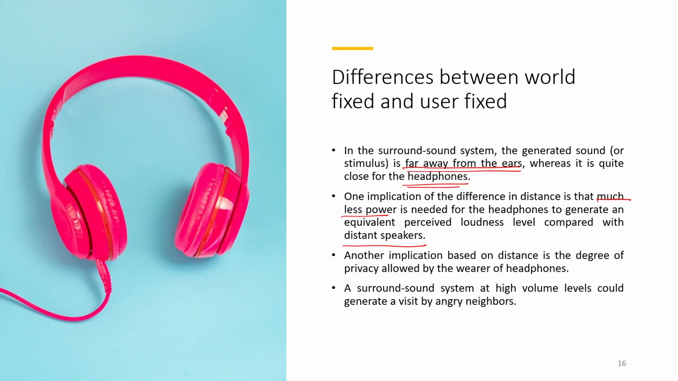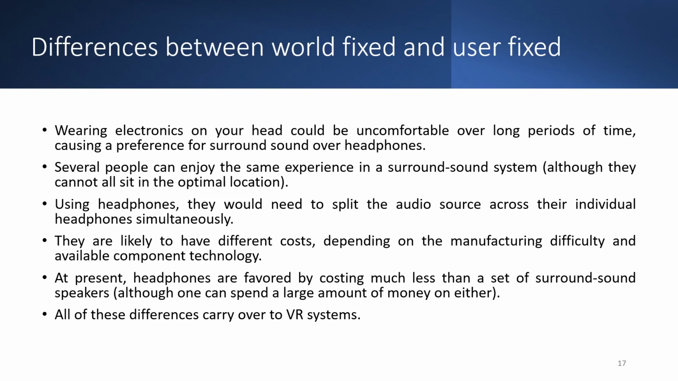Another implication based on the distance is the degree of privacy allowed by the wearer of headphones. When you are using headphones, it is you who knows what is playing in them, but with speakers whatever you are listening to may also be heard by other people. So, a surround sound system at high volume levels could, for instance, generate a visit by angry neighbors. Wearing electronics on your head could be uncomfortable over long periods of time. Therefore, some people may prefer surround sound over headphones.